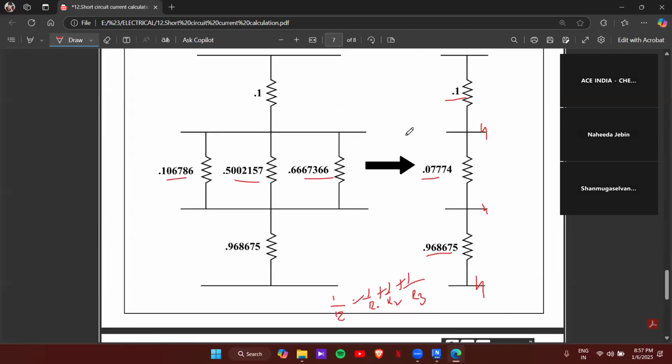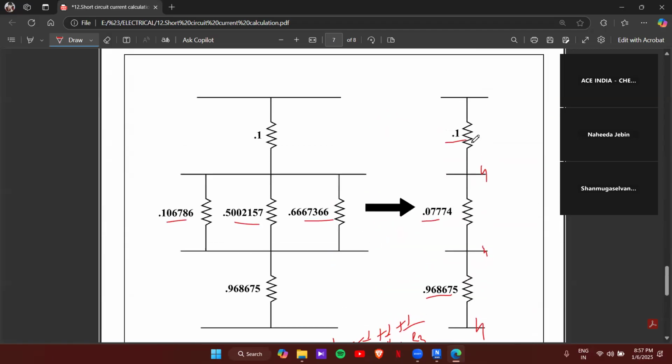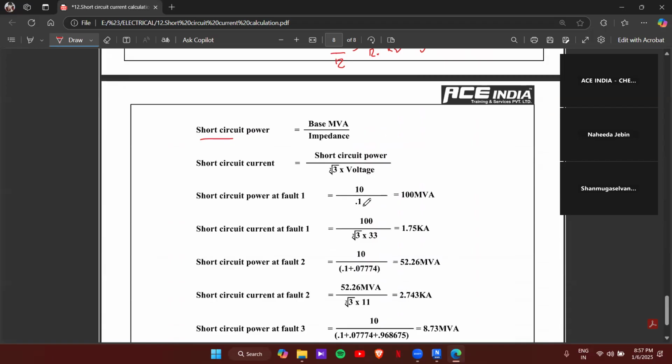And the equation is short circuit power is equal to base MVA divided by impedance. So base MVA we already had 10, and the impedance is 0.1. So 10 divided by 0.1 you will get what? 100 MVA. So 100 MVA is the short circuit power at fault 1.